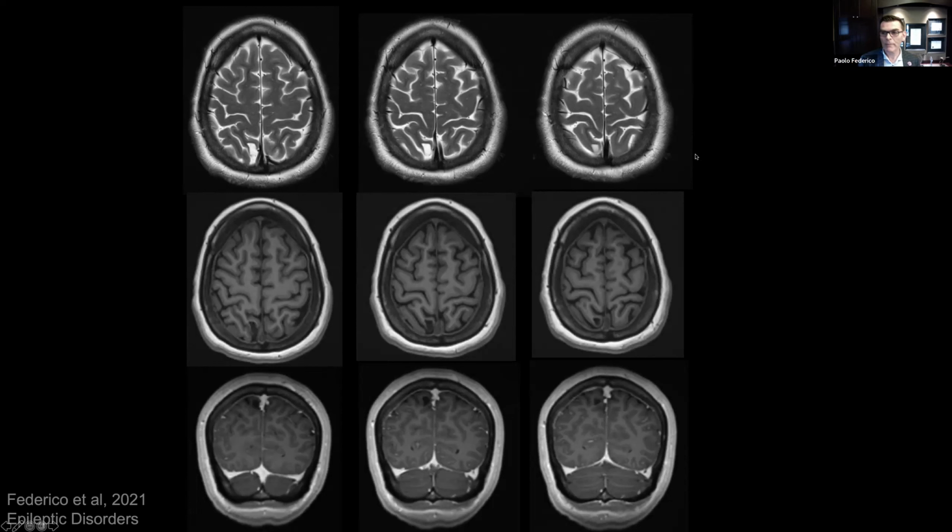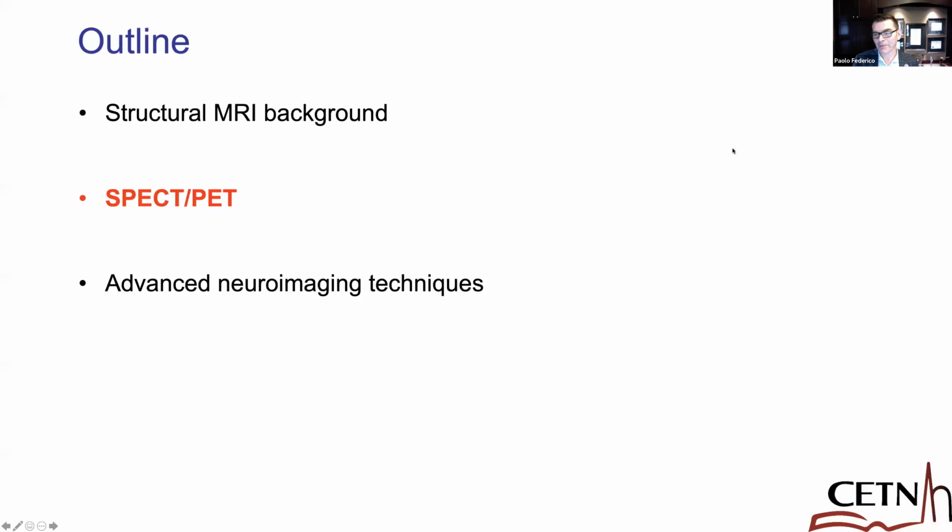So again, it's really important to provide adequate clinical information. And even if the MRI scan is reported as normal, you should look at it yourself if you think you know where the seizures are coming from. All right, great job, Dr. Wheel. Next I'm going to switch gears and talk about SPECT and PET.